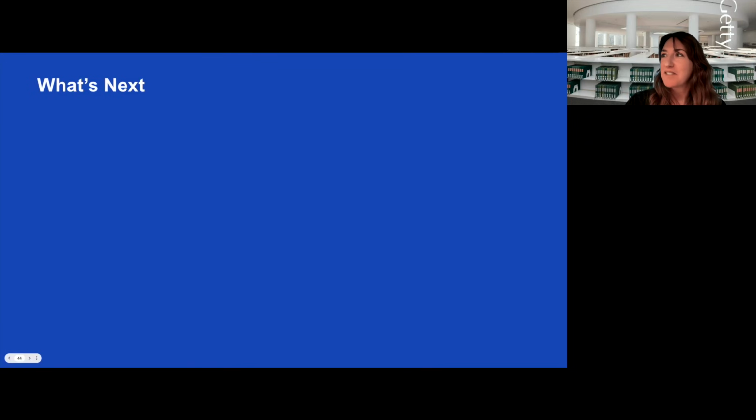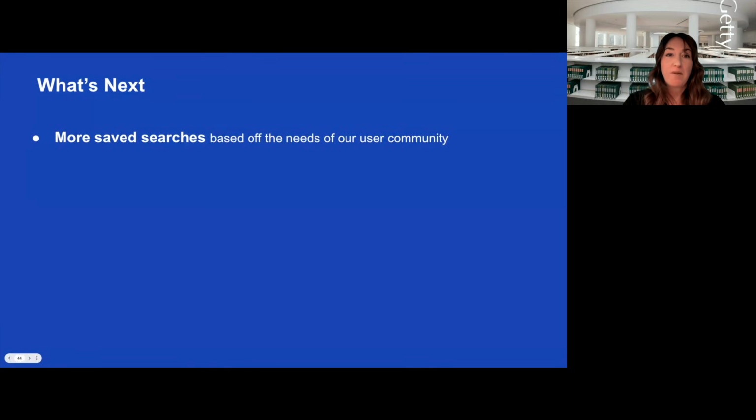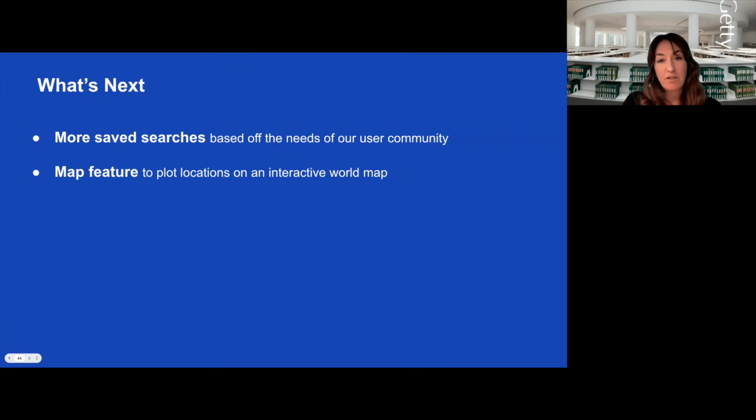More of what's next. We have more saved searches, but we want to hear from you, our users. What kinds of searches do you need, and what do you want to see in the Saved Searches menu? We populate those with feedback directly from our community, so please let us know if you would like to see something in particular for your own research. Next, we're developing a map feature to plot all of the location information we have in our data on an interactive map.